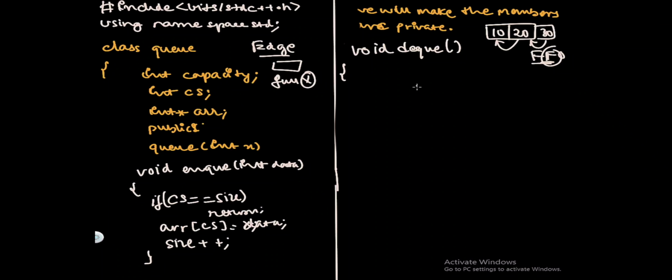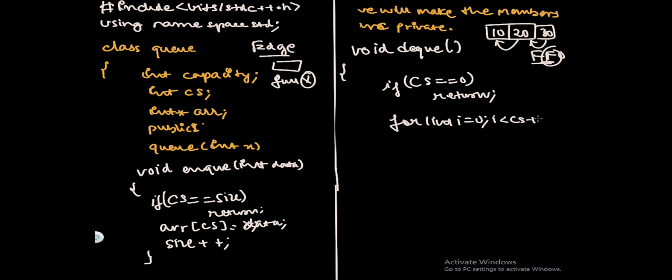So firstly, we have to check that if my current size is equal to 0, then return, because there is no point in deleting an element from a queue which is already empty. And if that is not the case, then for int i equal to 0, i less than current size minus 1, i plus plus, we will simply move array of i as array of i plus 1, and we will do current size minus minus.